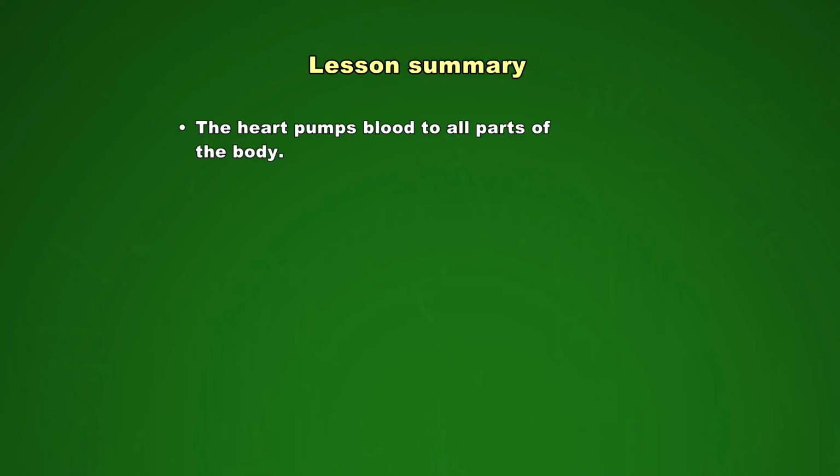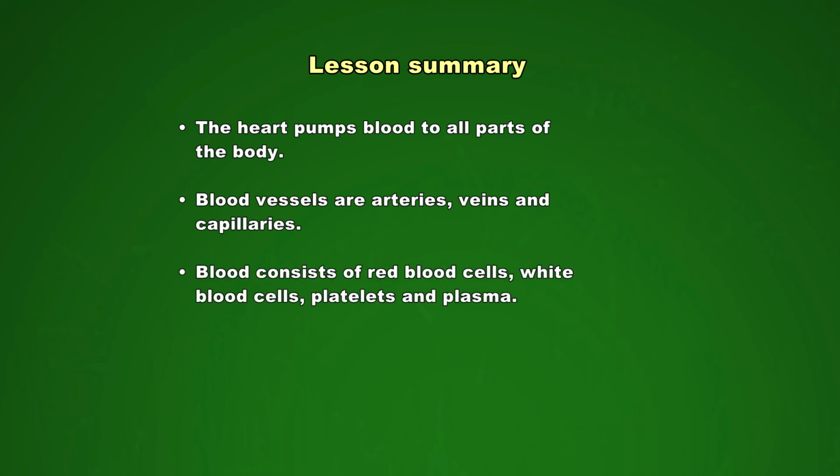Let us summarize what we learned about blood circulation. The heart pumps blood to all parts of the body. Blood vessels are arteries, veins, and capillaries. Blood consists of red blood cells, white blood cells, platelets, and plasma.